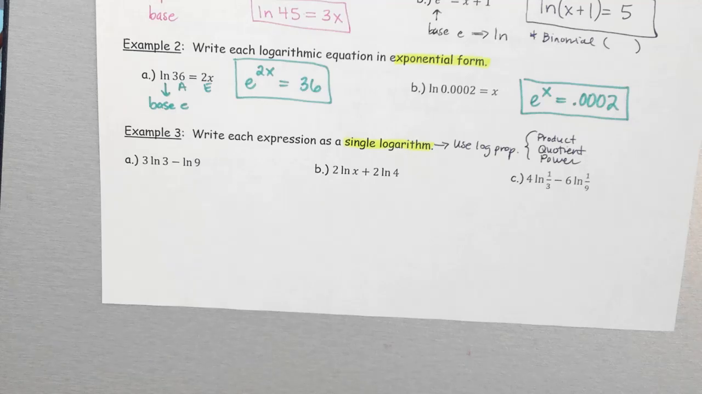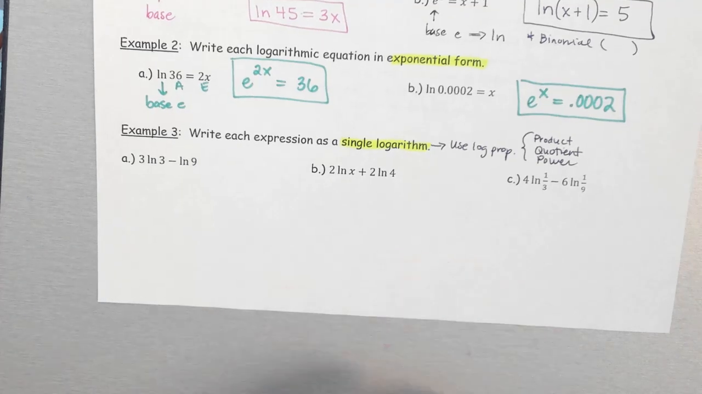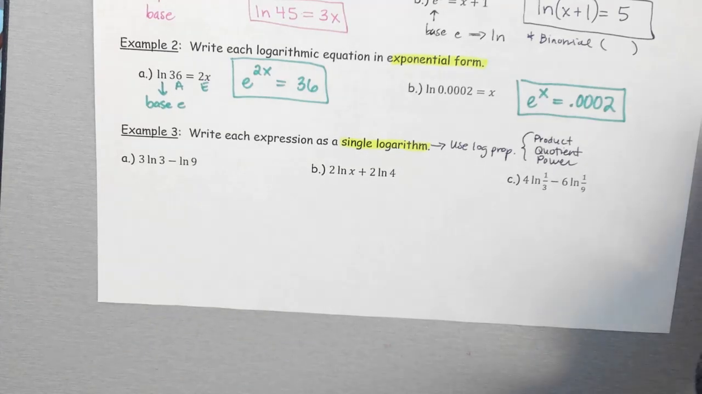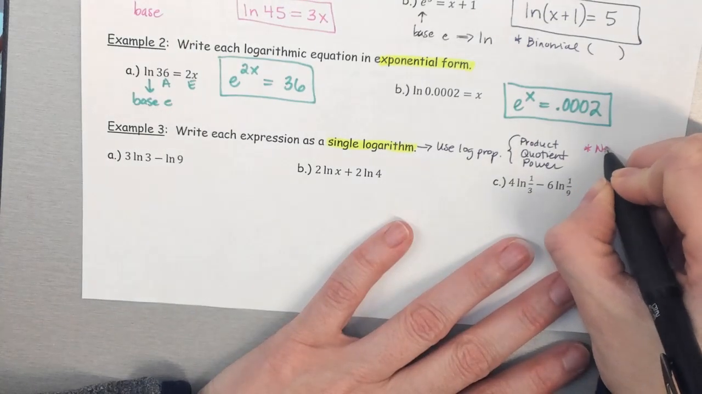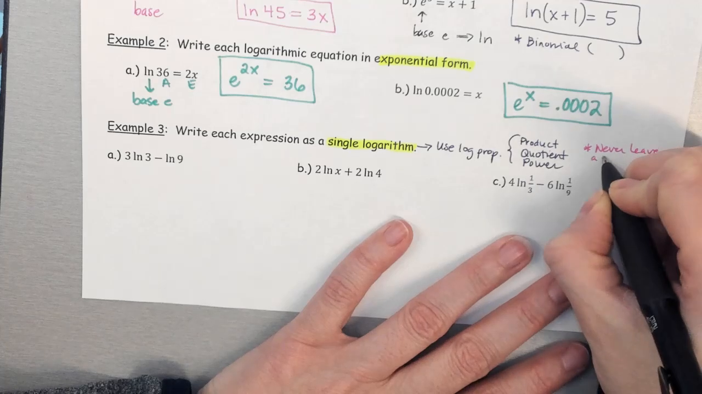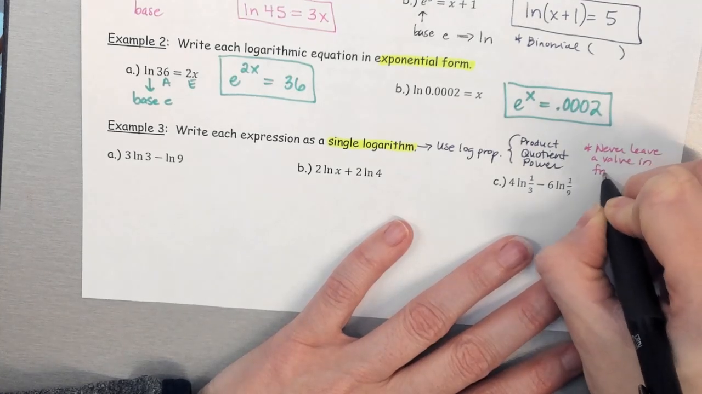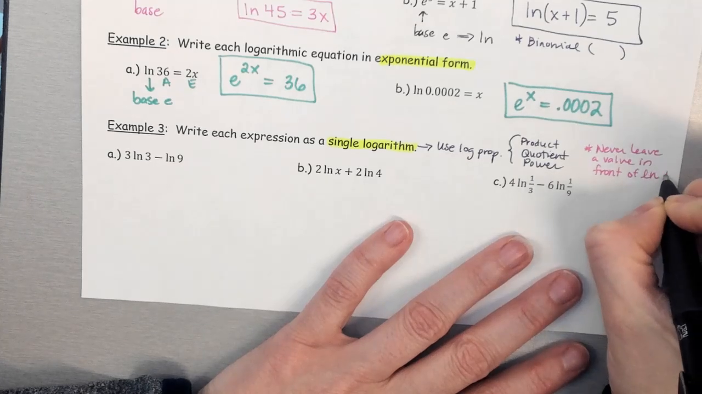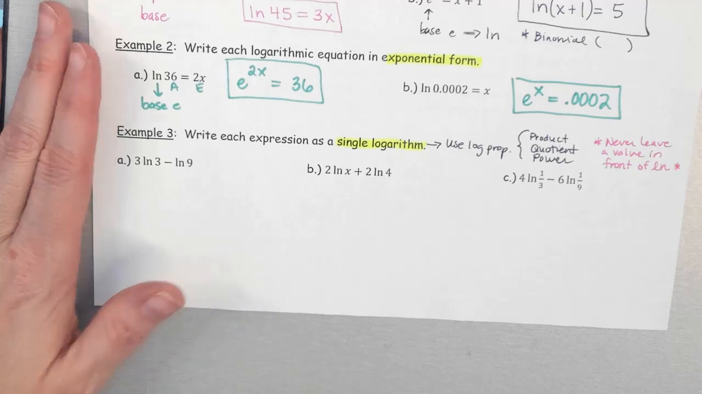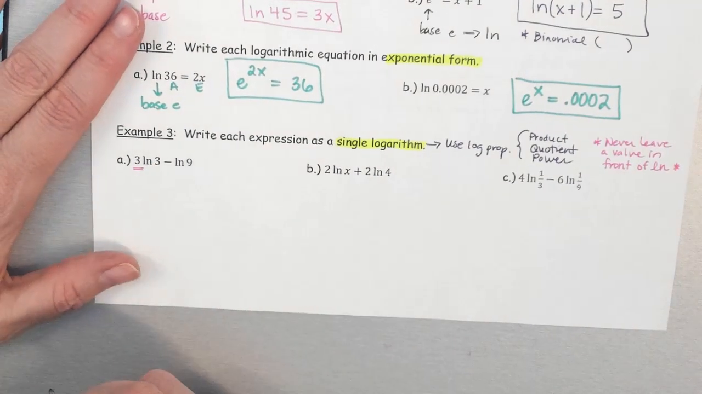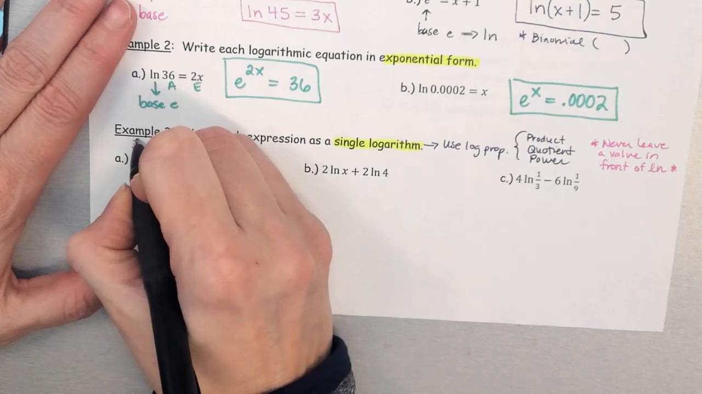So the way we're going to use it today is we're going to look for values in front of the natural log to see if we can write those as powers. So you are never going to leave a value in front of your natural log, okay, in front of ln. Because if you have a value in front, you can rewrite that as an exponent. Okay, so we actually see that in part A. In part A, you have this 3 in front. Okay, this is going to be an exponent.